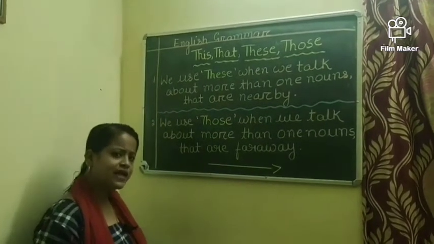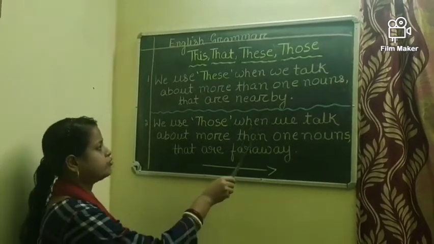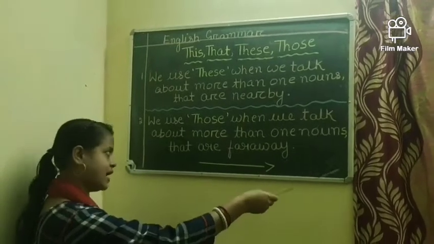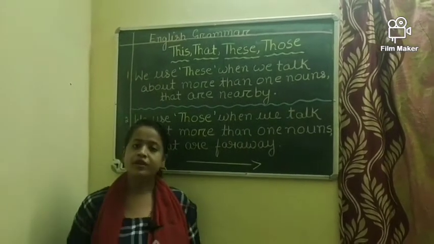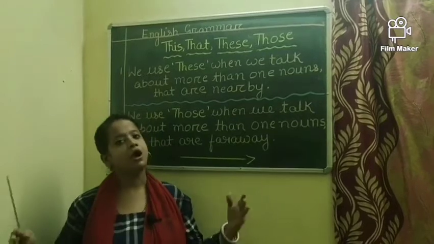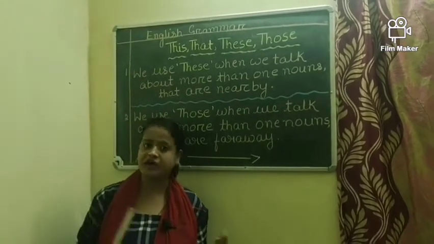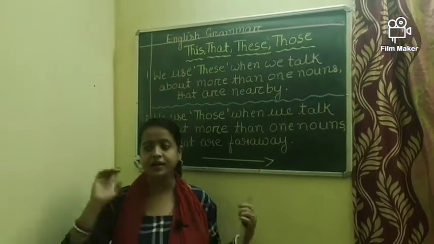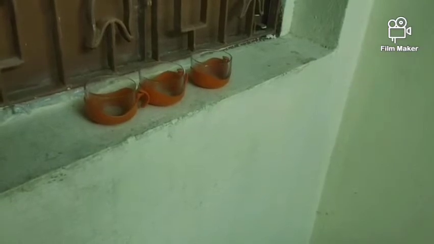Where do we use those then? We use those when we talk about more than one noun that is far away. When we talk about many persons or objects that are far away. See, I am just giving you an example. Those are cups. How many cups are there? 1, 2, 3. So there are 3 cups. Many means plural objects. And those cups are far away from me. So that is known as those are cups. Clear?